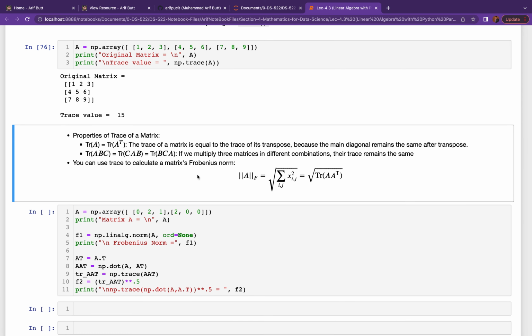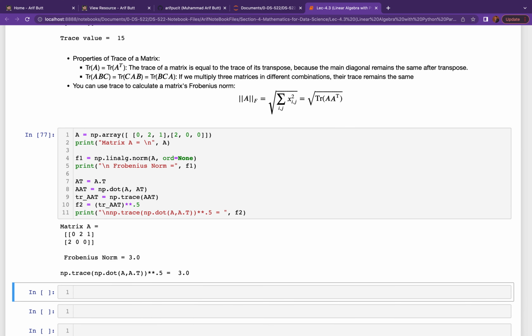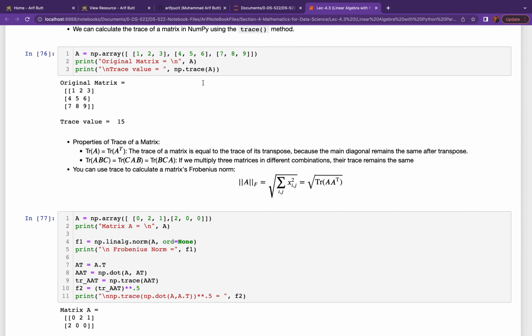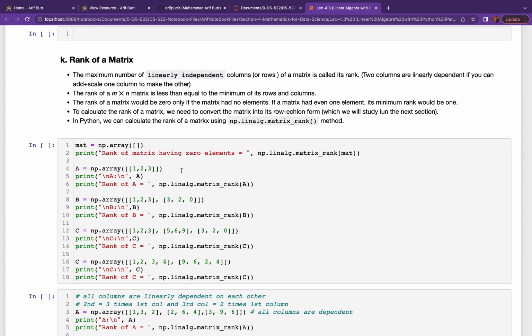And these are some of the properties of the trace of a matrix. And this is a proof of concept for that. So that means if you have the trace of a matrix A or the trace of the transpose of that matrix, they are the same, because the transpose doesn't have any effect on the diagonal elements.